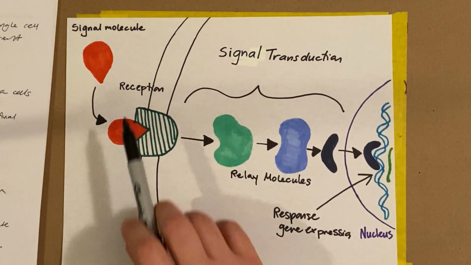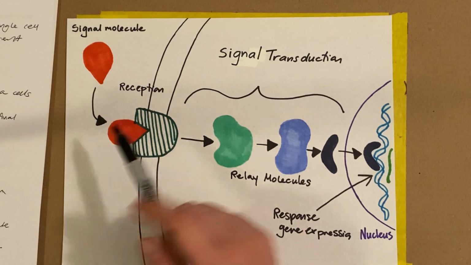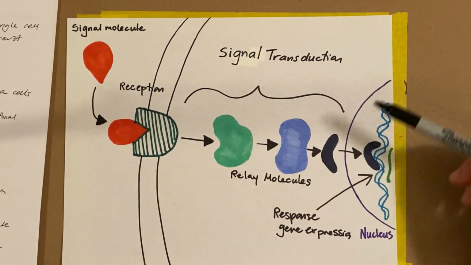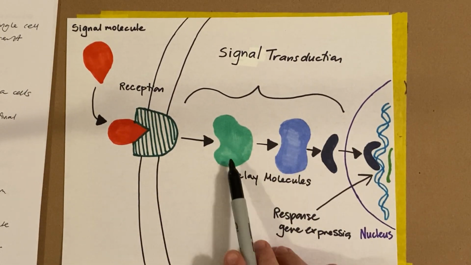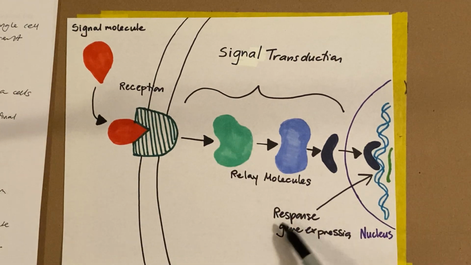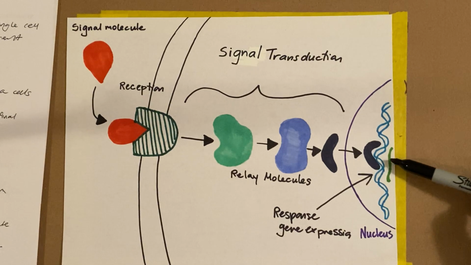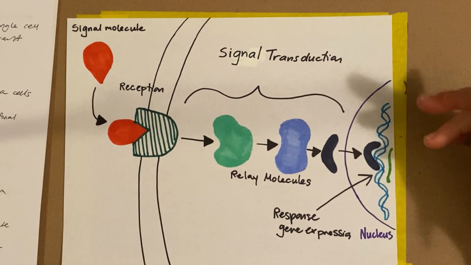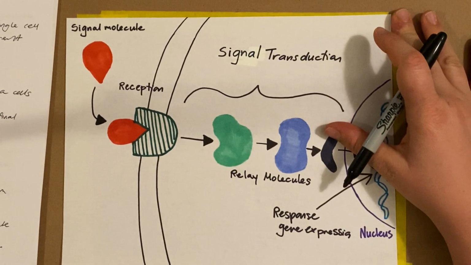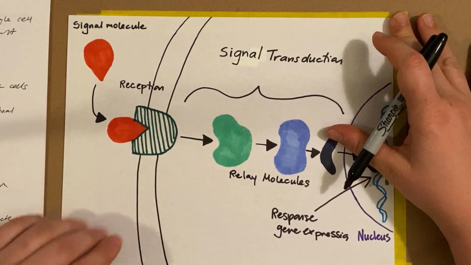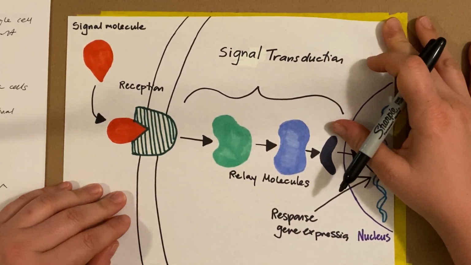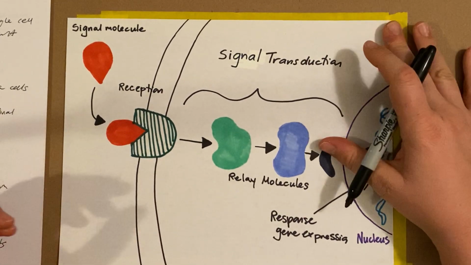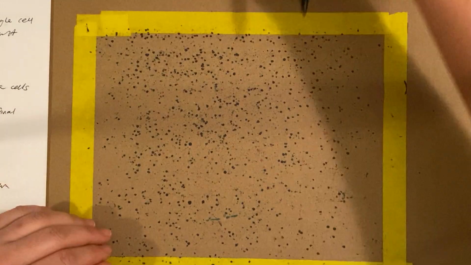Okay, so we have reception of a signal, we have signal transduction, and we do that through these relay molecules. So these are going to be proteins. And then we can have response, could be gene expression, and that's happening in the nucleus. Okay, and this is happening all the time. So this is going to be a really important process. Okay, now moving on from there, we're going to start talking about kind of how cells become specialized.